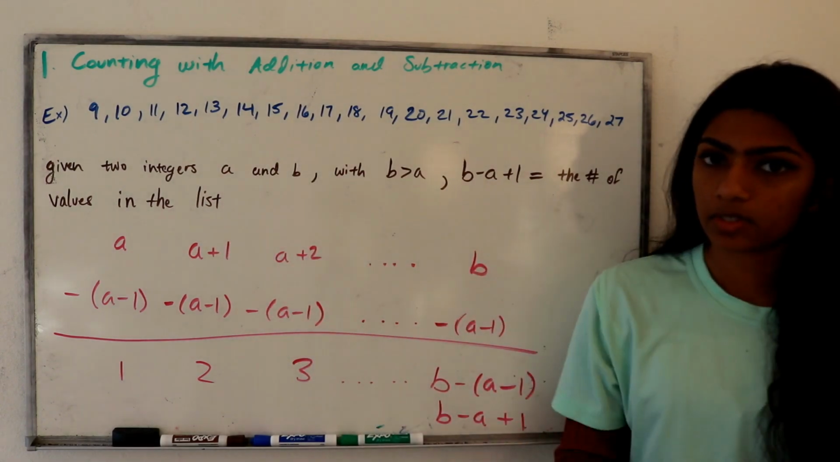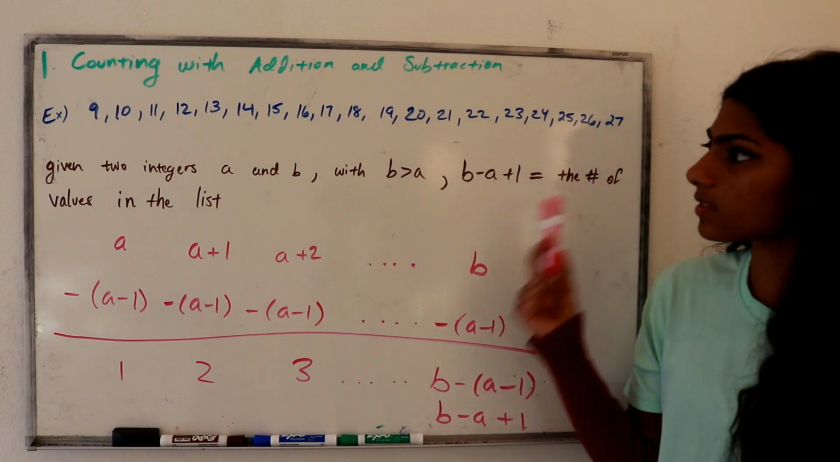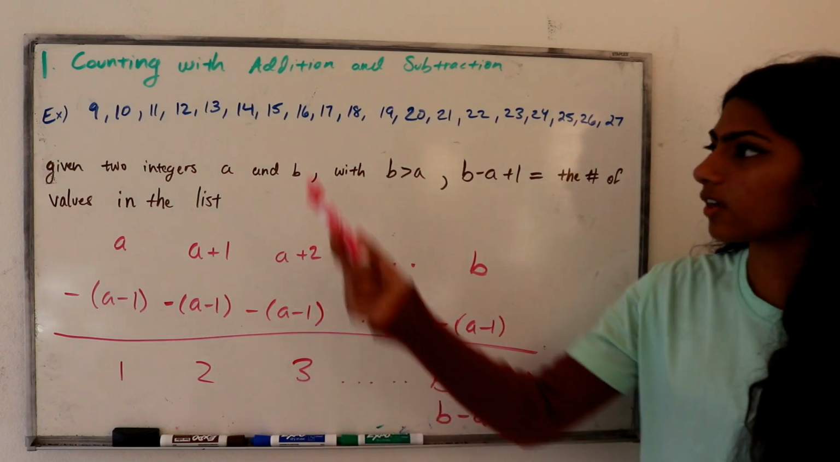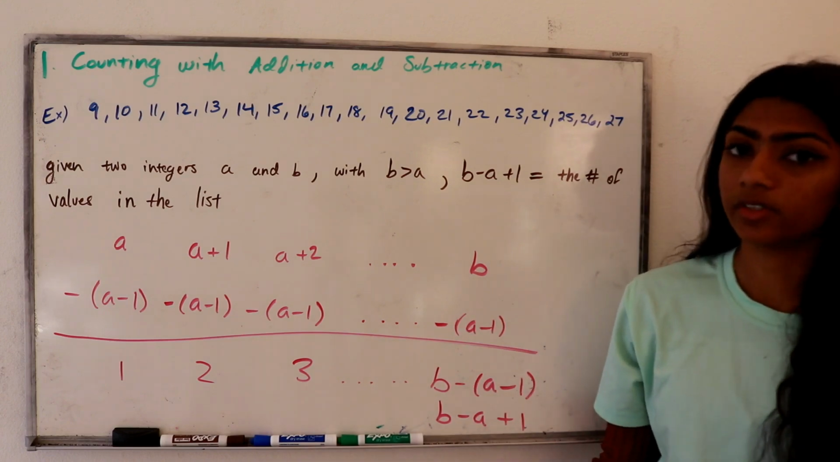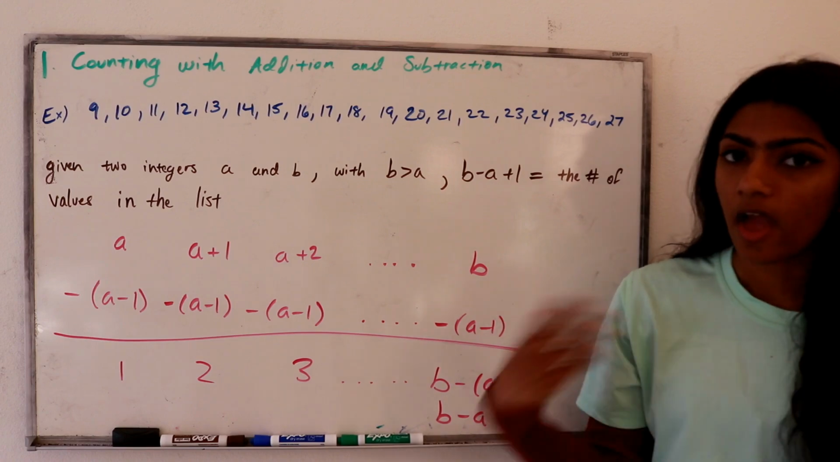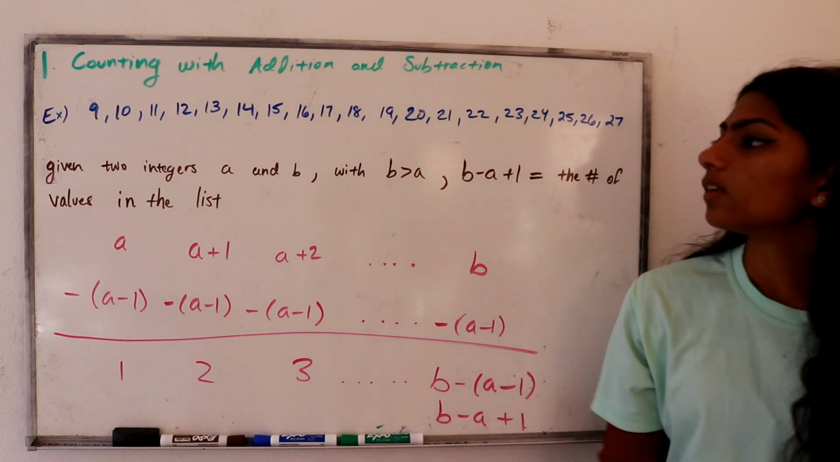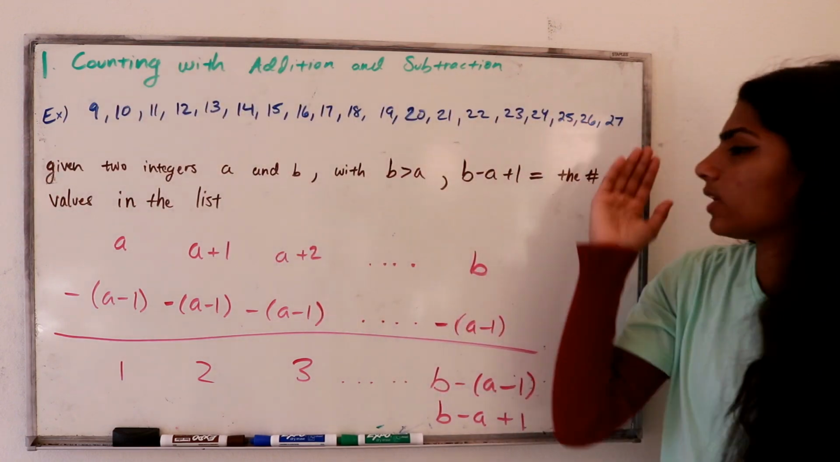Here is a list of numbers, and the problem is going to ask us to count the amount of numbers that are in the list. So if this list started from 1 and ended in a number, it's really easy to find out how many numbers are in the list. For example, if we had a list that had numbers from 1 to 27, how many numbers are there? 27. But here, we're starting with a weird number, 9, and we're ending with 27.